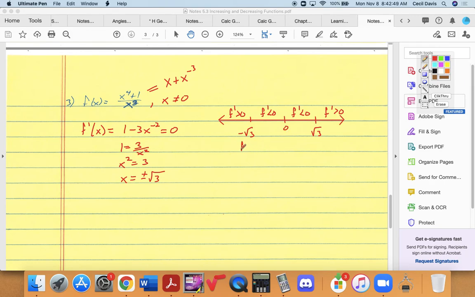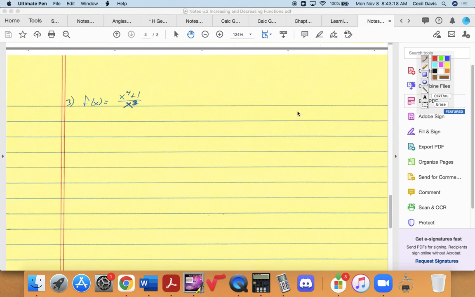So at the critical values, here f has a local maximum, and here f has a local minimum. And at 0, it has neither a local minimum nor a local maximum, because the function doesn't exist. You can't have a maximum or a minimum at a point where the function doesn't exist. Well, you could have a sign change there.